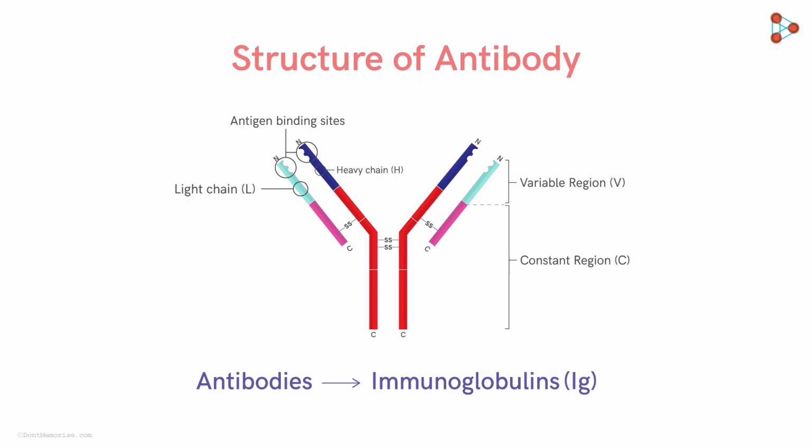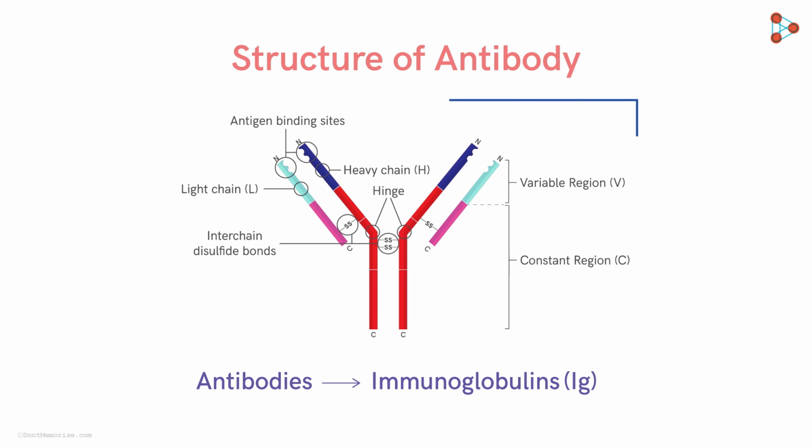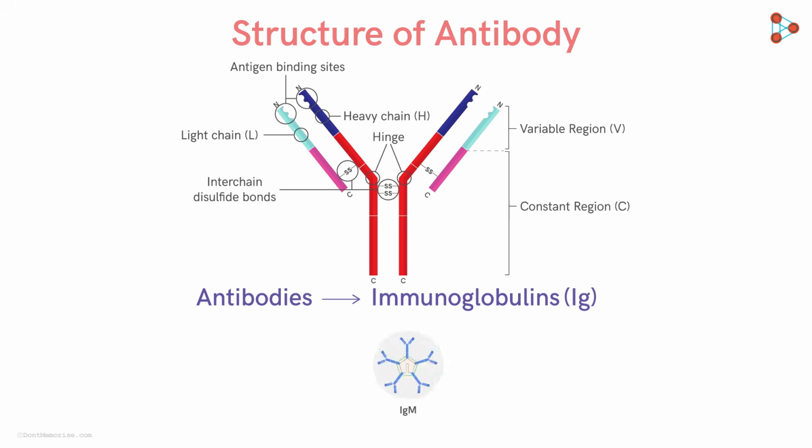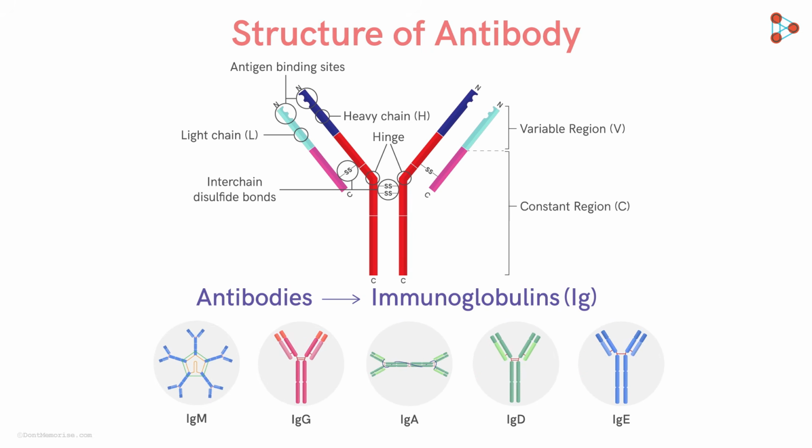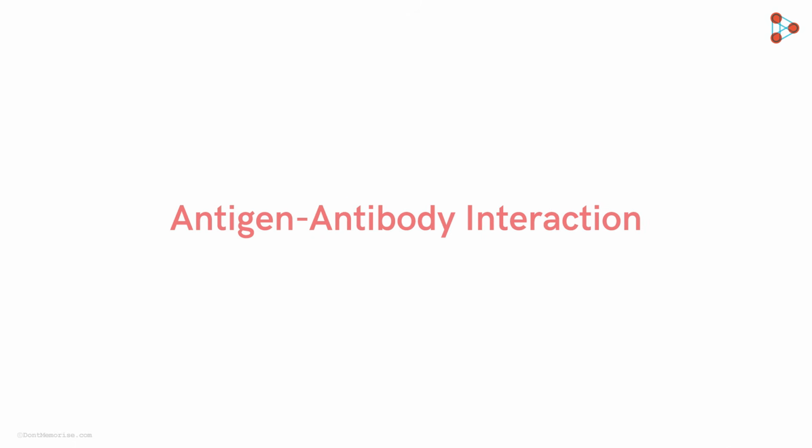There are many detailed parts and structures present within these variable and constant regions, but we will keep them reserved for the higher grades. For now, all we need to know is that all these parts together constitute a complete antibody. In us, humans to be precise, we have different types of antibodies. These include IgM, IgG, IgA, IgD, and IgE. For now, let's just know their names. And let's understand how any type of antibody interacts with any antigen that it is designed to destroy.